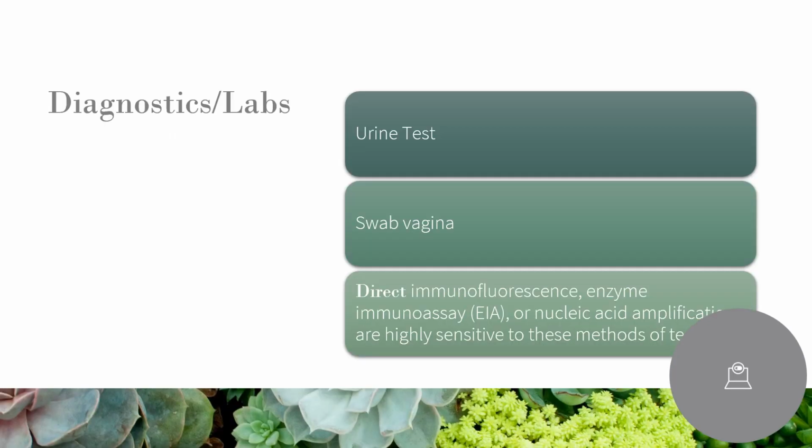The way that chlamydia is tested for is there are two normal ways, and that's a urine test or a swab of the vagina. And basically, what these diagnostics are looking for is direct immunofluorescence, enzyme immunoassay, or nucleic acid amplification. And these tests are pretty clear as far as the sensitivity to the diagnostics. So it's pretty conclusive to test. So if you test positive, then it's likely not going to be a false positive.